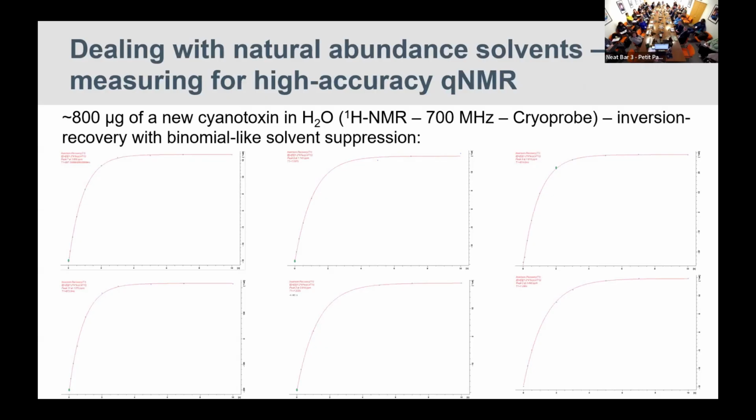And the other thing we did was we implemented those suppression methods in an inversion recovery sequence to actually be able to measure T1 and do proper high accuracy quantitation here. So as you can see from the inversion recovery curves here, we have very good T1 exponential profiles, even though, again, we are working with 800 micrograms of a toxin in natural abundance solvent. So that's very good, and we can very accurately determine those T1s.